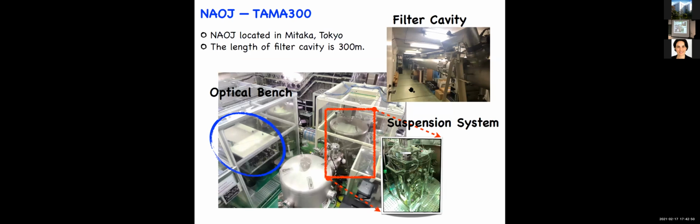The red top picture is a filter cavity. The length is about 300 meters. It's very long. The filter cavity mirror is put inside this suspension system, because we want to avoid vibration motion. And then the filter cavity is built in the vacuum system like this.